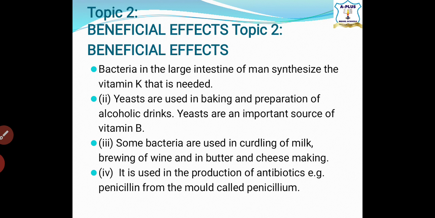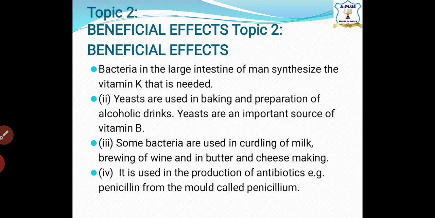The benefits of microorganisms. Bacteria in the large intestine of man synthesize vitamin K that is needed. Imagine. At the early stage of this lesson, I told you that we have some microorganisms inside our stomach, which is bacteria, and it helps us to synthesize, that means produce, vitamin K. What does vitamin K do for us? It helps with bone health, it helps with wound healing, and it helps us to clot our blood. So imagine, bacteria in the large intestine of a man synthesize vitamin K that is needed.